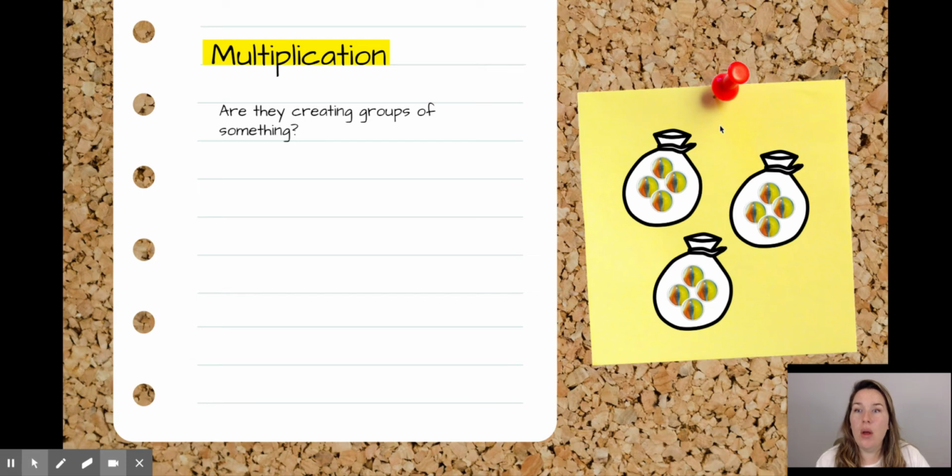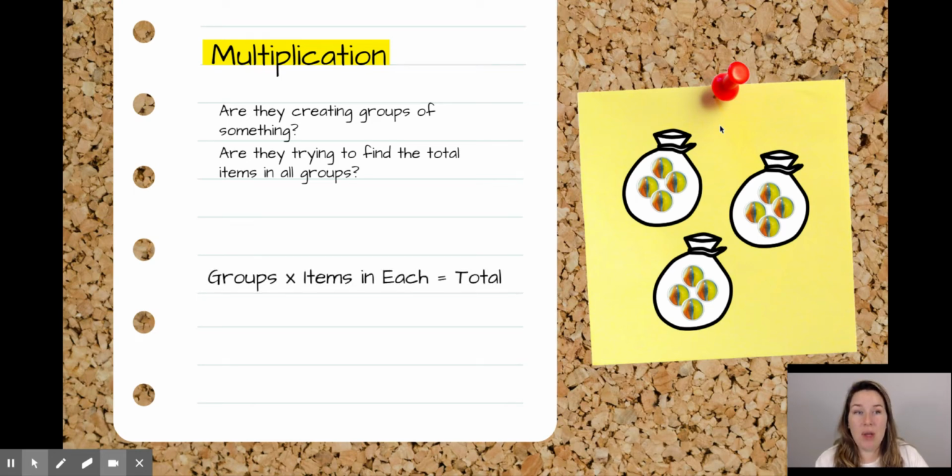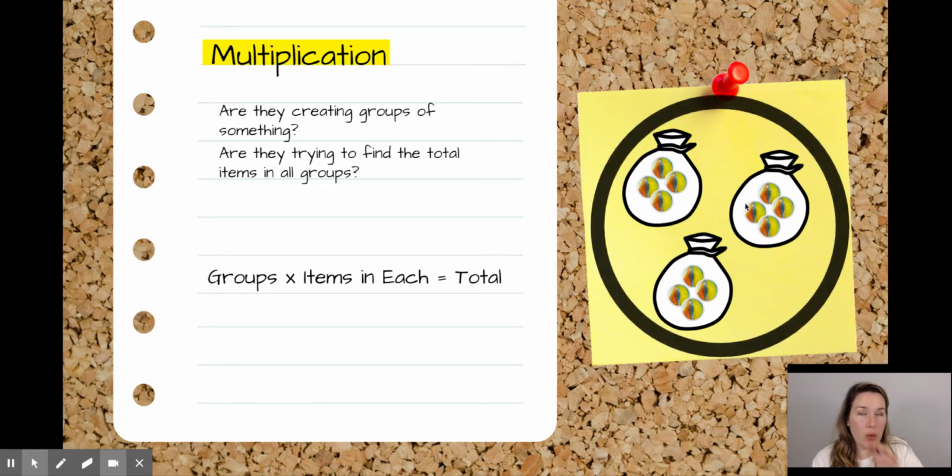Multiplication. Are they creating groups of something? Are they trying to find out the total items in all groups? In multiplication, we often think of set models where you have your groups times the items in each group equals the total. So we have three groups over here, and we have 4 items in each. When we do multiplication, we're trying to find out what the total items are. So in this case, we try to figure out how many marbles there are all together.